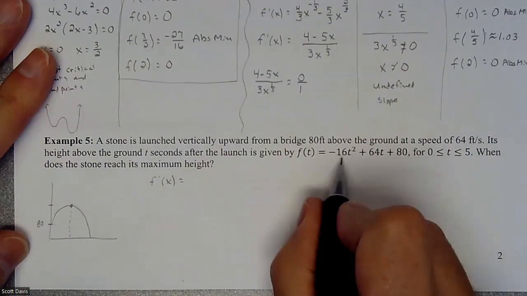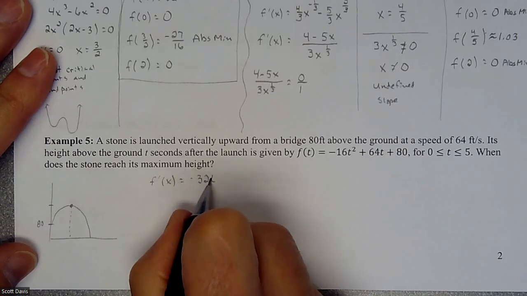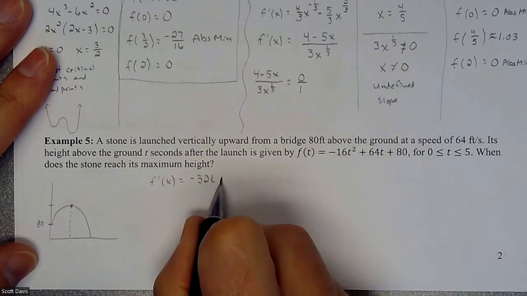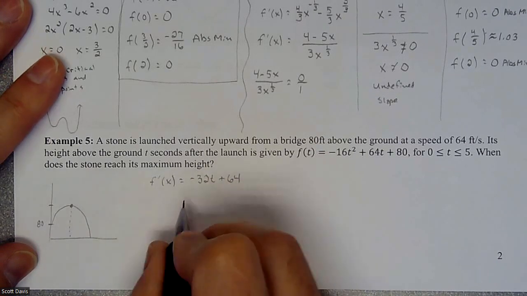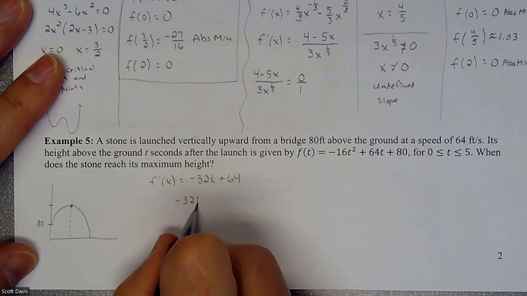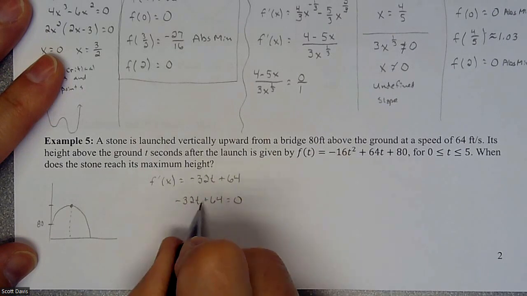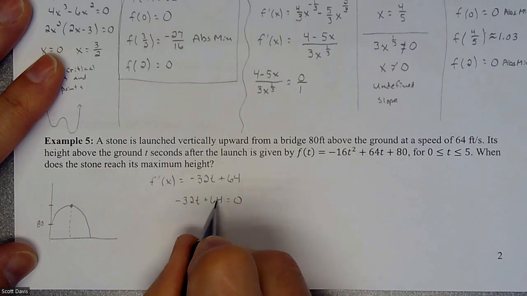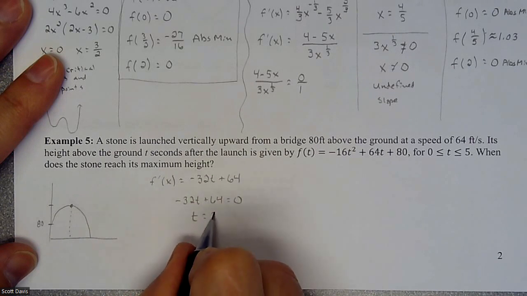Right, so I'm just going to take this and do the derivative, which is going to be negative 32t plus 64. And we're going to set that equal to 0. So negative 32t plus 64 equals 0. If I solve that, I basically can just plug in 2. That would make a negative 64 plus 64. So t is going to equal 2.